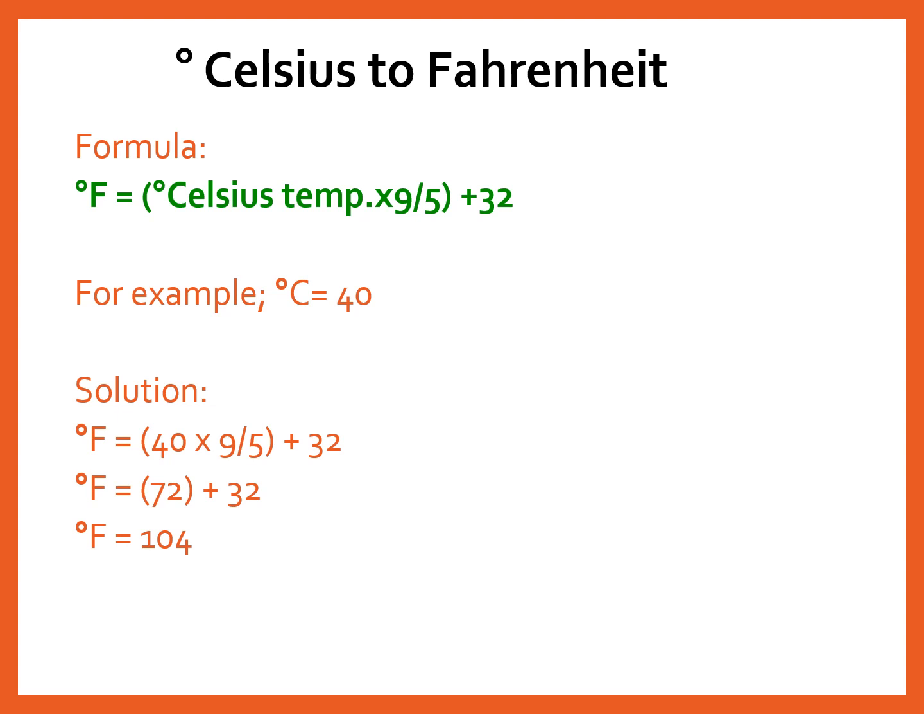Now Celsius to Fahrenheit. The formula is: Fahrenheit is equivalent to the Celsius temperature times 9 over 5, plus 32. For example, we need to convert 40 degrees Celsius to Fahrenheit. The solution is 40 times 9 divided by 5, so that's 72. Then we add 32. So 40 degrees Celsius is 104 degrees Fahrenheit.